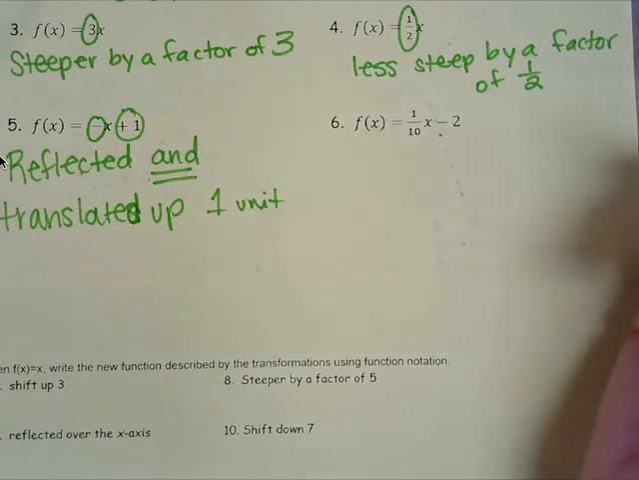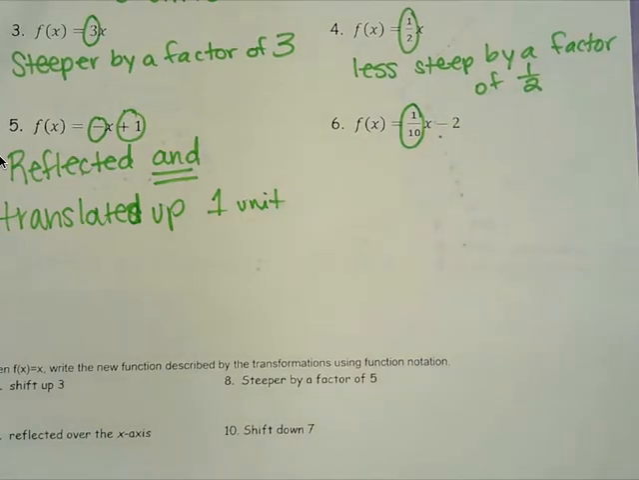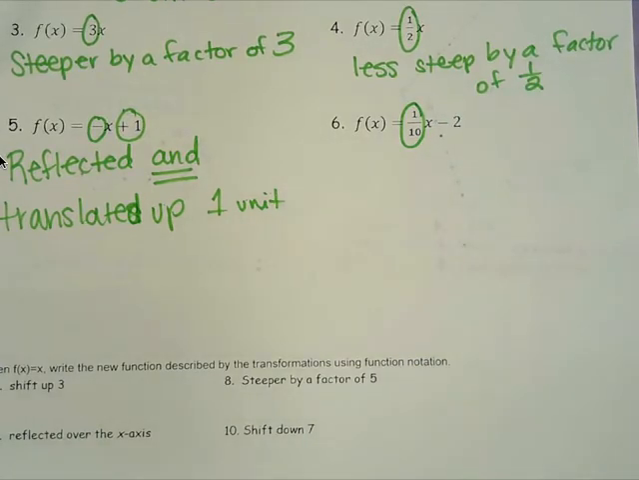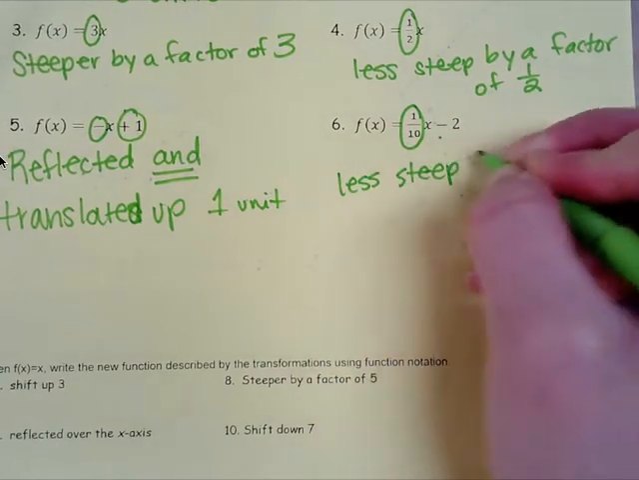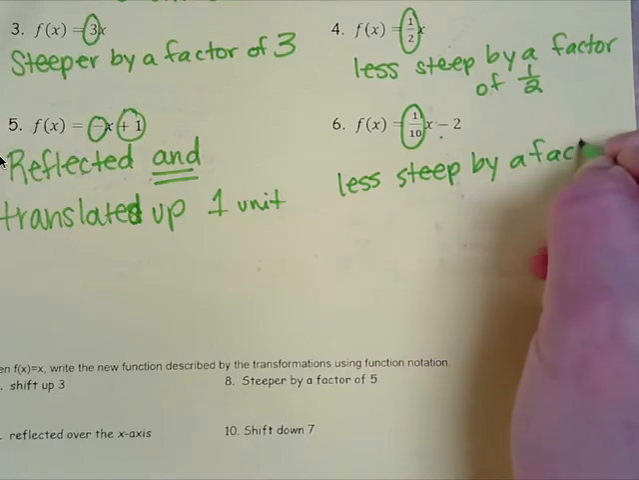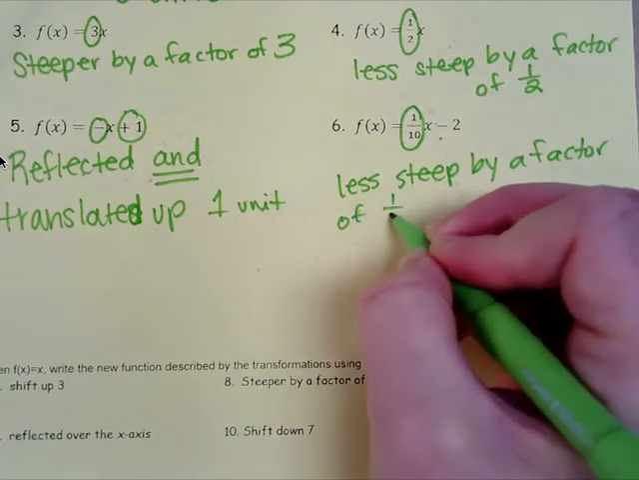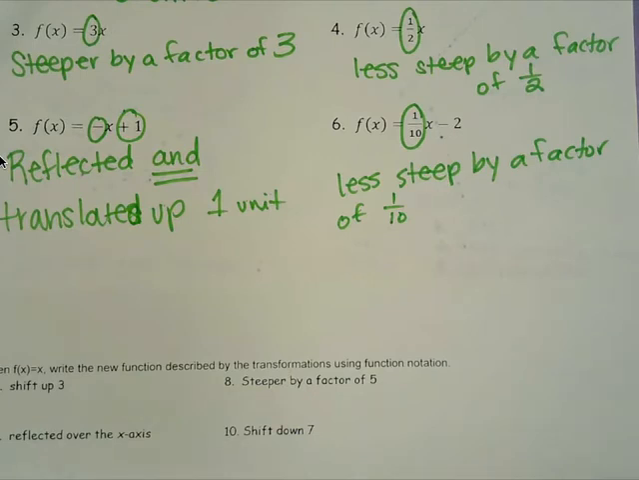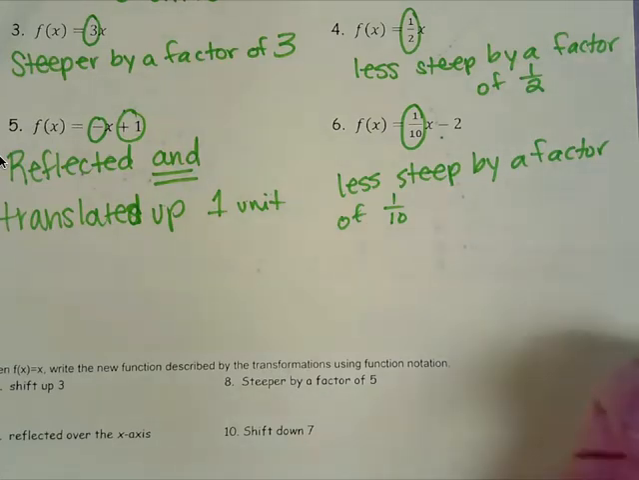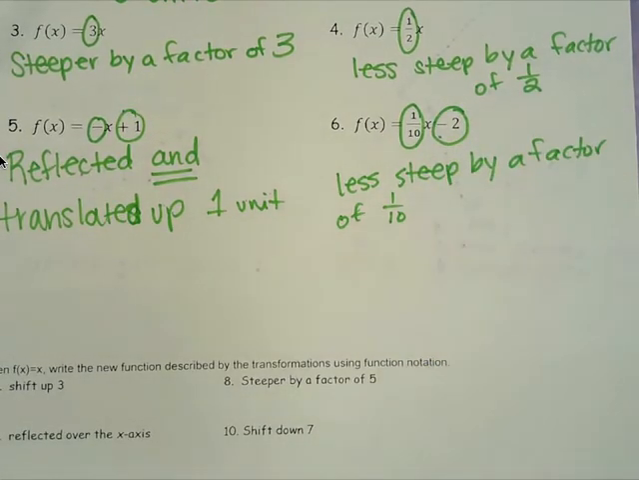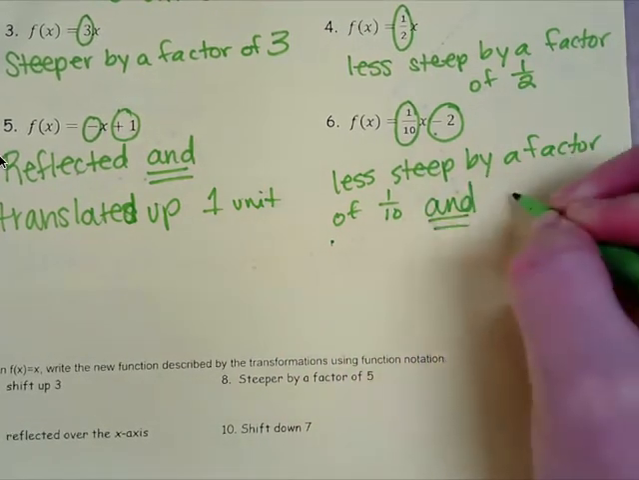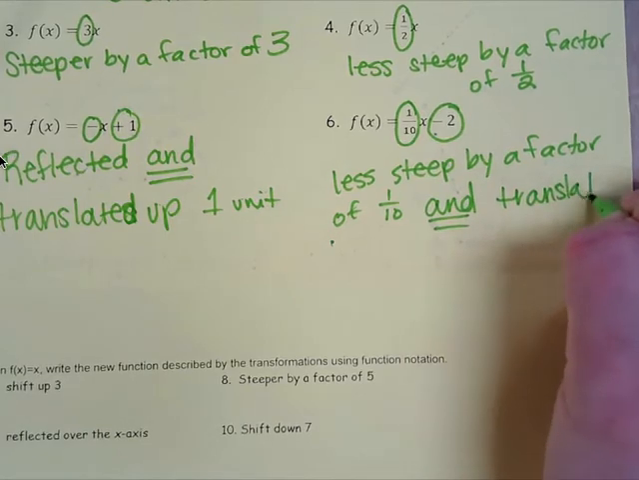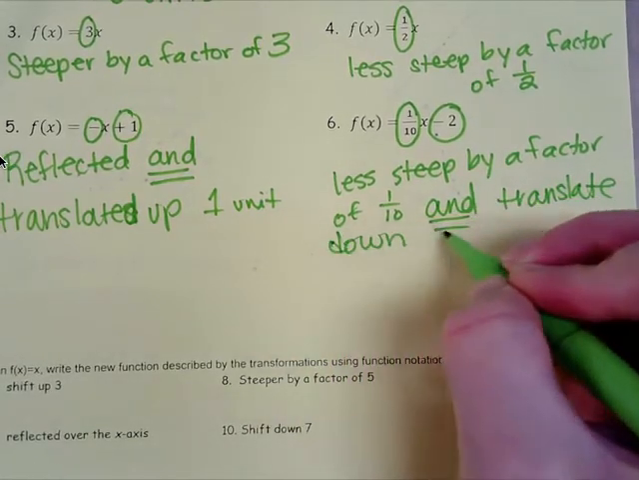Okay, the next one, 1/10. So is that going to be steeper or less steep? Less steep, so less steep by a factor of 1/10. So think about up 1 over 10. If you think about that, then that's really, really flat, actually. And then this -2, what's the -2 going to do? So, translated down 2 units.